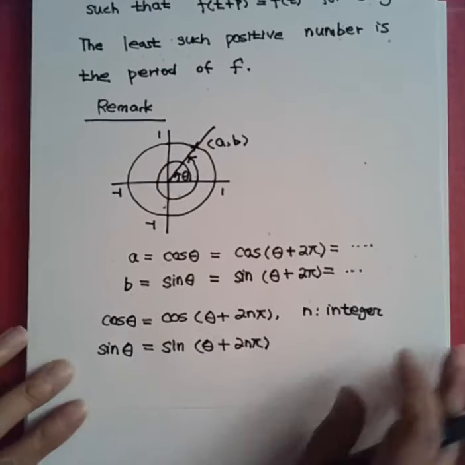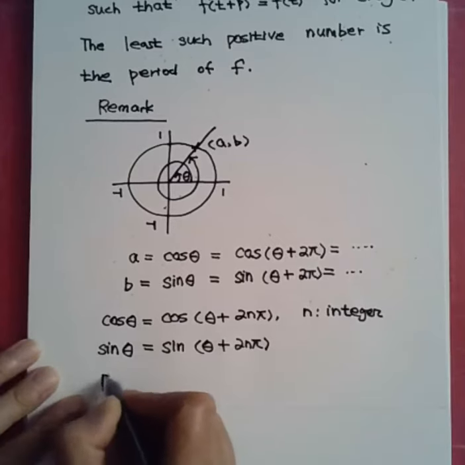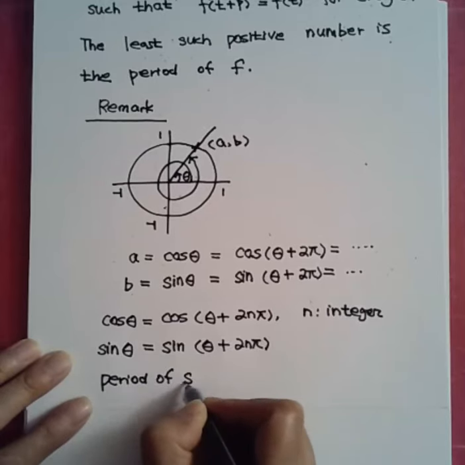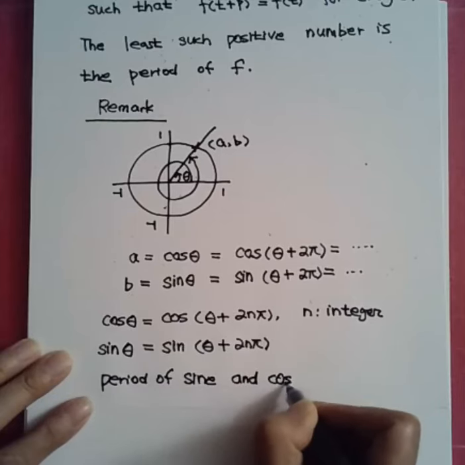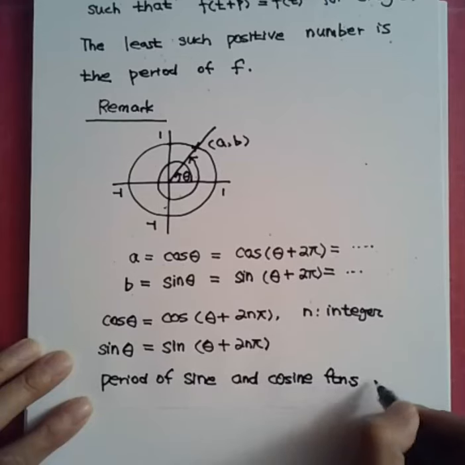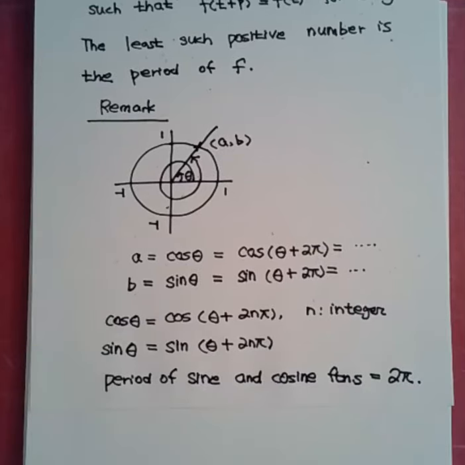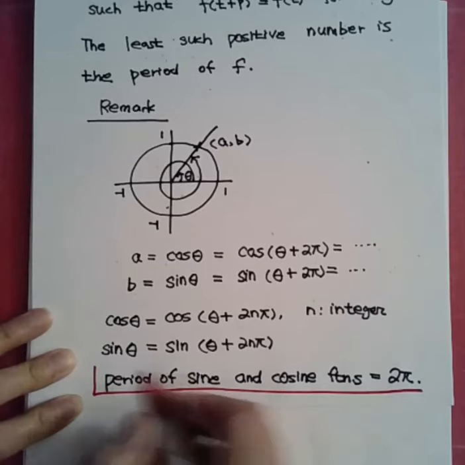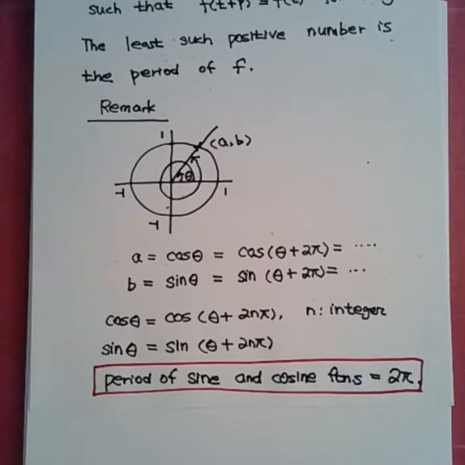2 pi is the minimum value that makes this happen. So the period of sine and cosine functions becomes 2 pi. This is an important fact which we will use repeatedly, so you have to remember it clearly.